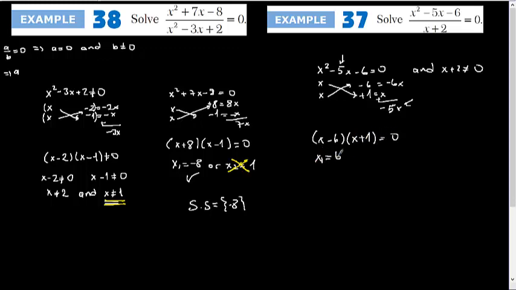So x1 is equal to 6 and x2 is equal to minus 1. When we check these numbers, x is not equal to minus 2. So when I check these two numbers, they are both not equal to minus 2. That's why these two numbers are going to be solutions of the question. So the solutions of this question are x is equal to 6 and x is equal to minus 1.